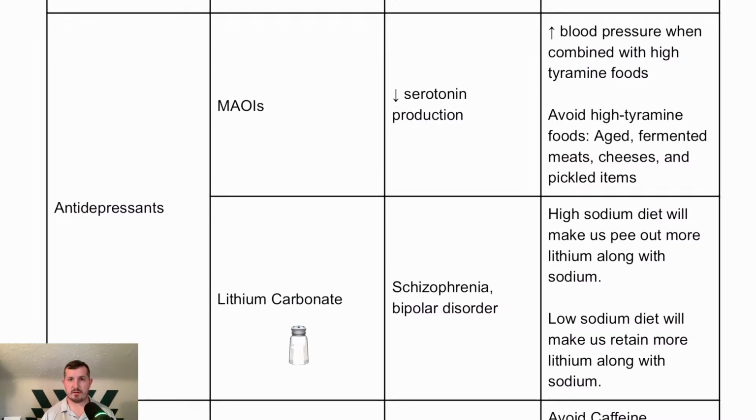MAOIs will decrease serotonin production, and then here's what happens with MAOIs. MAOIs cause an increase in blood pressure, especially when they're combined with foods that are high in tyramine. Tyramine is an amino acid that increases blood pressure. Okay. So here are those tyramine foods. Take a minute to review those and see what you remember too.